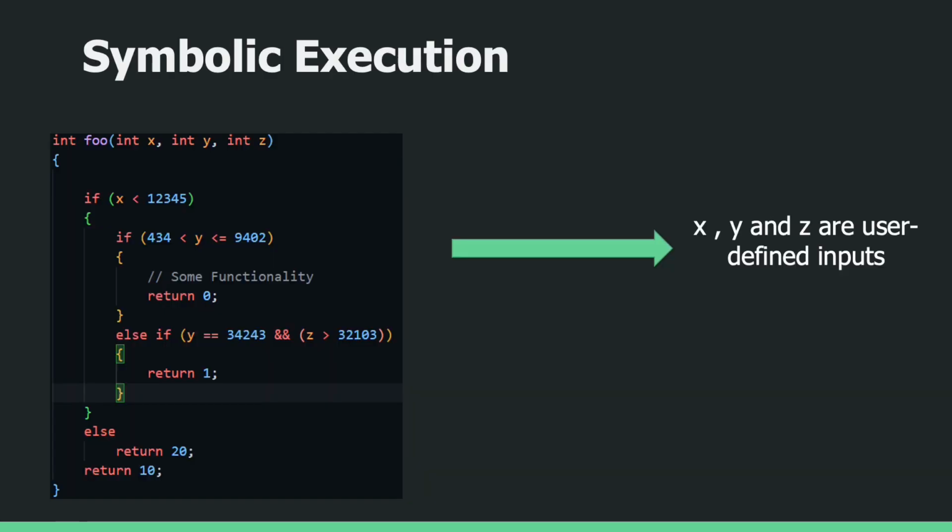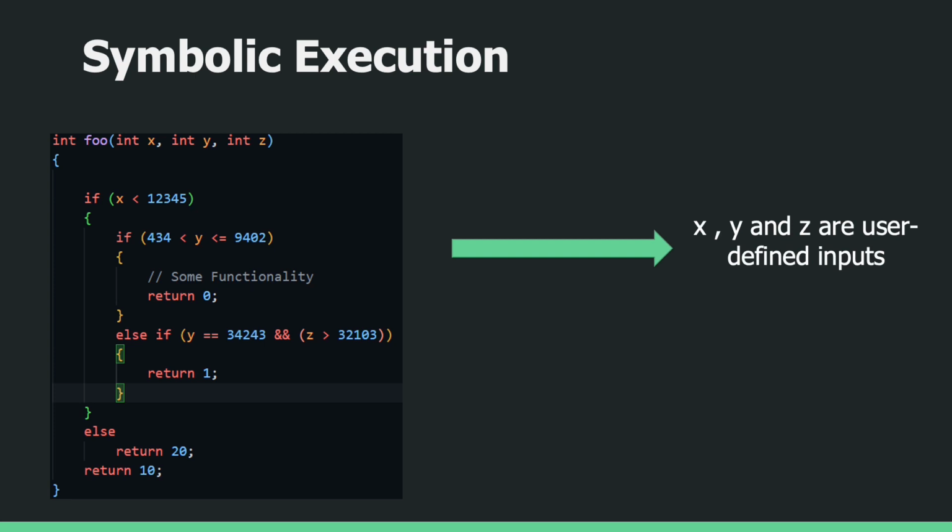To understand symbolic execution, let's consider a very simple program that will be our test case. In this program, we have a function called foo which takes three variables x, y, and z. All of these are user defined, that is, they are taken as input from the user. And there is a simple function where each of these variables is compared to a value. Its range is checked within certain values.